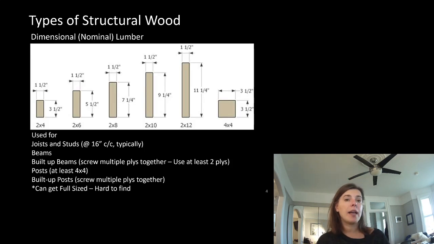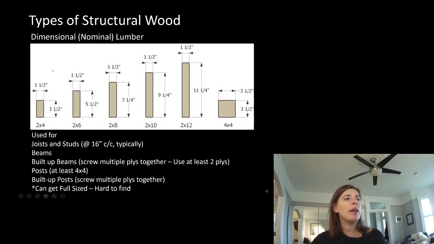So what are we talking about when we're talking about dimensional or nominal or conventional lumber member sizes? These would be our standard 2x material. So if you've gone into Home Depot and you've purchased some lumber, you're talking about nominal or dimensional lumber. So that would be 2x4, 2x6, 2x8, 2x10, 2x12, or your 4x4 or 6x6 solid material. We would often use joists and studs out of it at 16 inches on center. Beams and built-up beams, so that's where we screw multiple plies of this material together. Posts, so if we take a 4x4 or a built-up post where we screw multiple 2x4s or 2x6s together to make something equivalent.